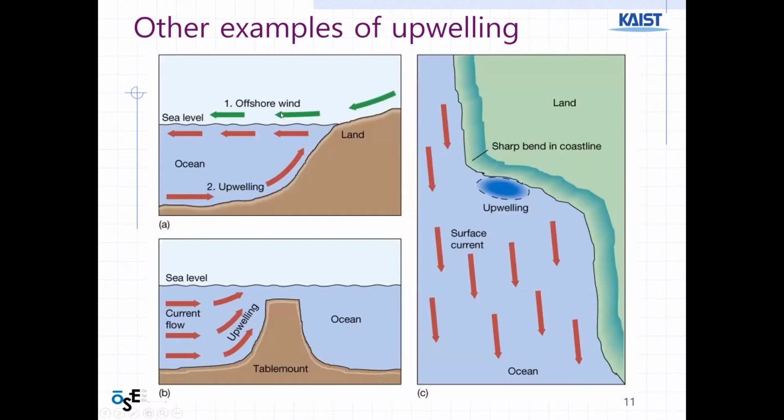Another example is here. Wind goes here, and as wind goes here, water moves in this direction, so the space here goes empty, and upwelling is generated. Also in this figure, water flows here, and there is an obstacle, so water moves upward. This is also upwelling. And in this picture, water moves here, so it gets empty here, and upwelling is also generated here.